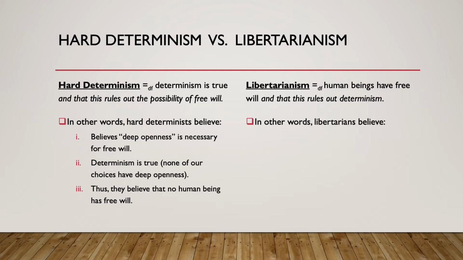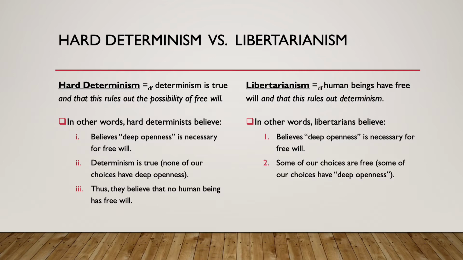The libertarian, on the other hand, believes, yet again, that deep openness is necessary for free will. In order for your choices to be free, there have to be alternative options that you could have taken, even if everything leading up to your decision was the same. But they believe that some of your choices are free. And so they conclude that determinism is false. They conclude that because you have free will, if I were to rewind time to, say, a second before you made a decision to watch this video, you might have chosen not to watch this video instead.